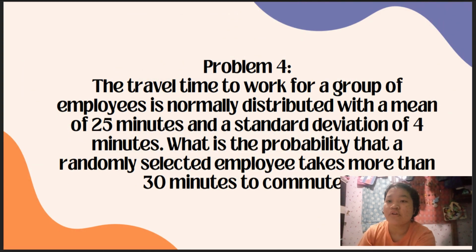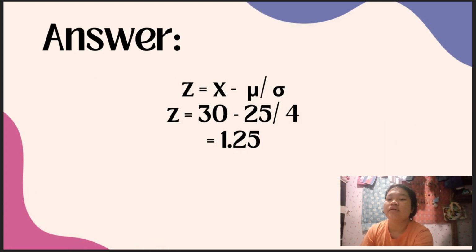So, on to the next problem, problem 4. The travel time to work for a group of employees is normally distributed with a mean of 25 minutes and a standard deviation of 4 minutes. What is the probability that a randomly selected employee takes more than 30 minutes to commute? So, the answer for problem 4 is z equals 30 minus 25 over 4 is equal to 1.25.